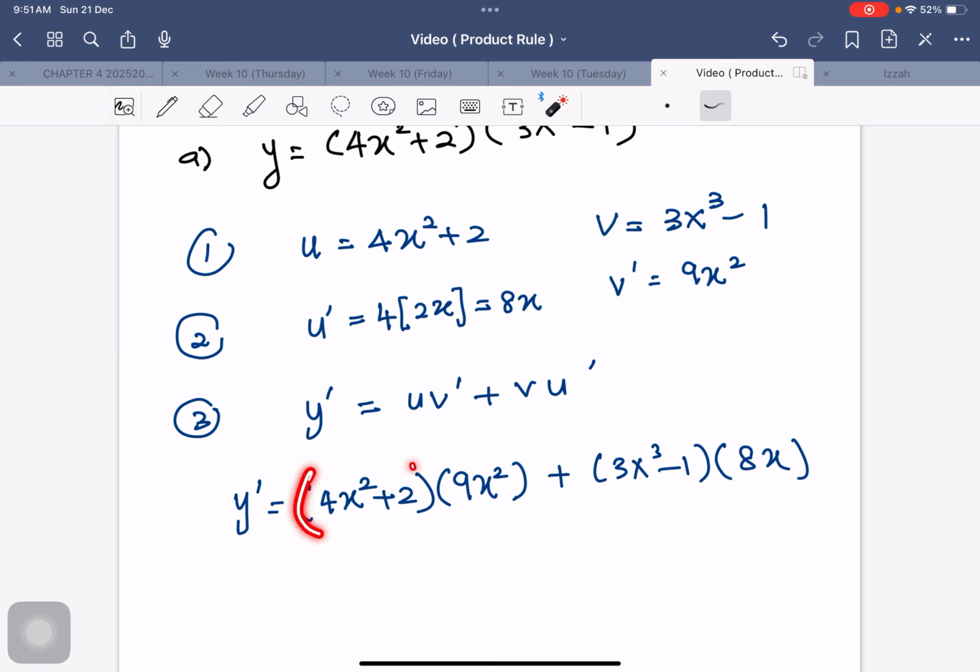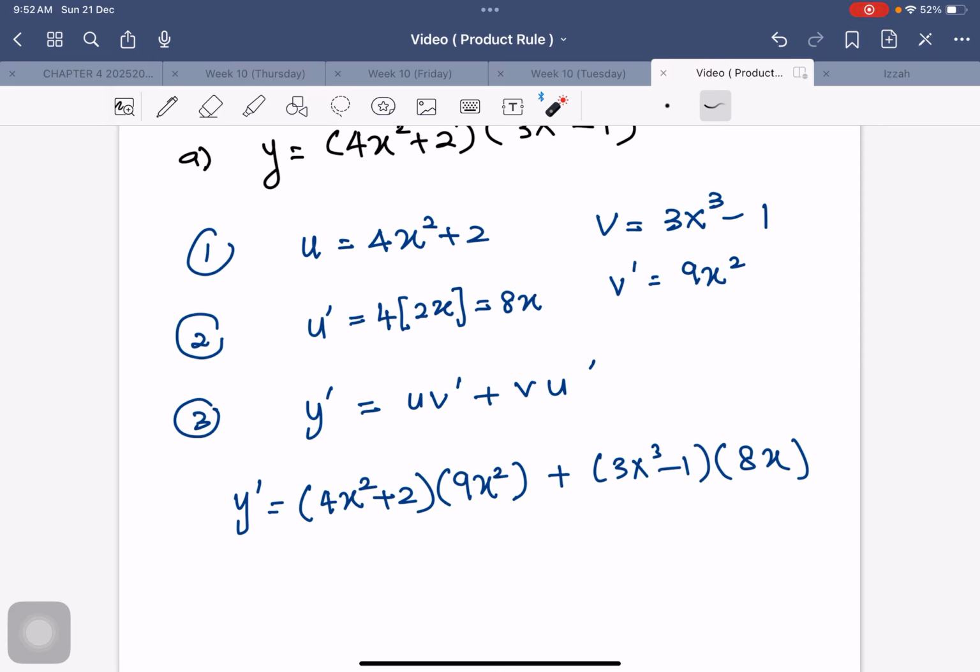Perlu tak buat dalam bracket ni? Ya, perlu. Okay, sebab apa? Ada yang melibatkan satu function je, ada yang ada operation dalam ni. So to make it not confusing, so you have to have the bracket. So you tahu ni mewakili u, ni v prime, ni v, ni u prime.